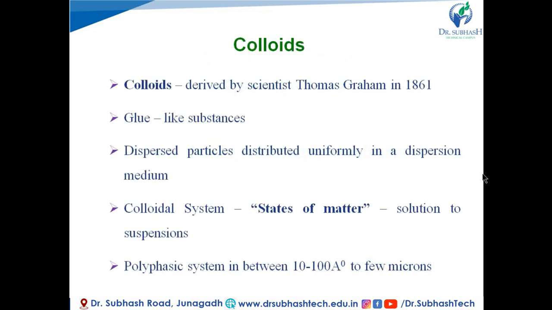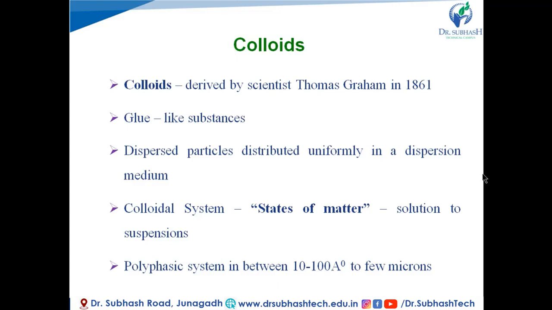Colloids were named by the scientist Thomas Graham in 1861. These are glue-like substances in which the dispersed particles, also known as the internal phase, are distributed uniformly in a dispersion medium, which is also known as the external phase or the continuous phase.